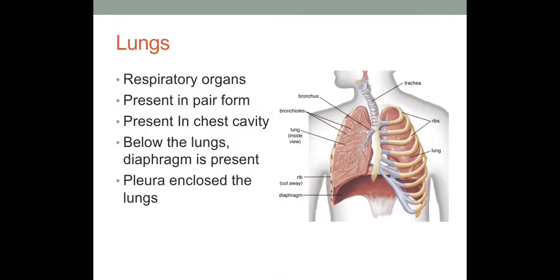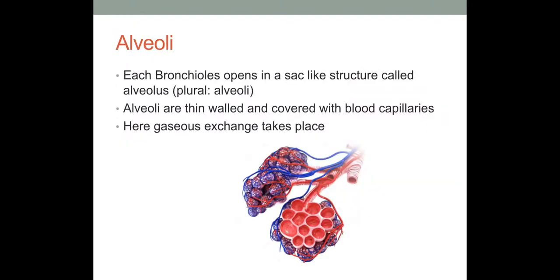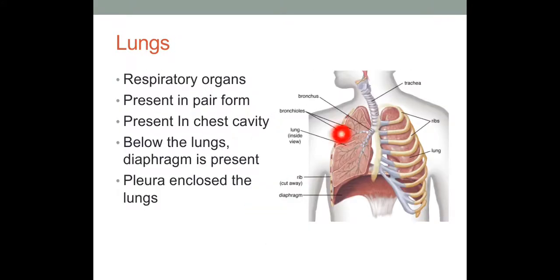Now coming toward the major respiratory organ, that is the lungs. Lungs are present in pair form. We have two lungs, and these are present in the chest cavity. They are enclosed by a membrane called the pleura. Lungs are protected by the rib cage, the ribs. These provide protection to the chest cavity and the lungs.